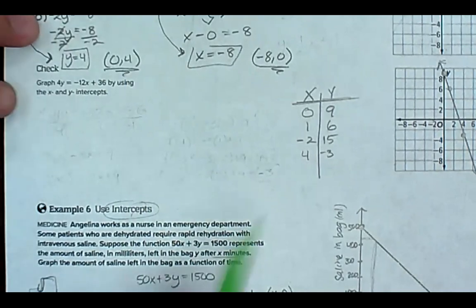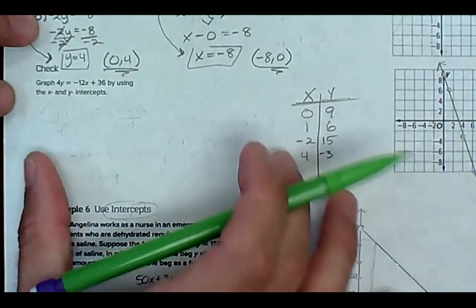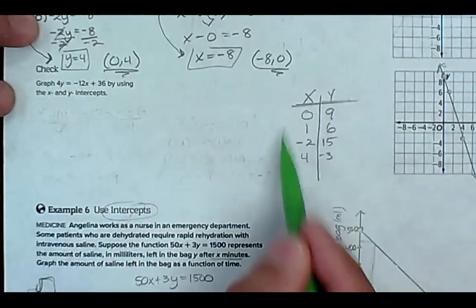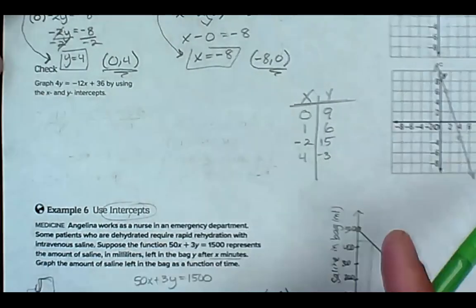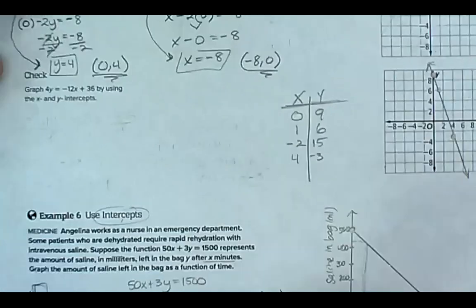But I don't want you to erase what we did, because we just practiced how to do it with the table of values. I'm leaving the table of values here so we can reference it if we need to. And I'm leaving my graph as well. I don't need to erase the graph. I'm going to be making the same line.